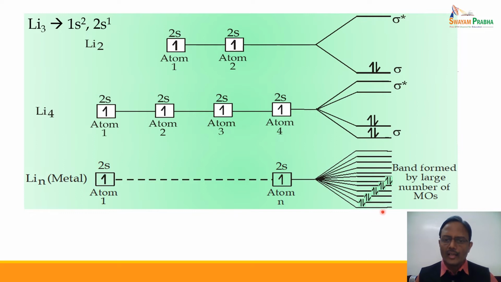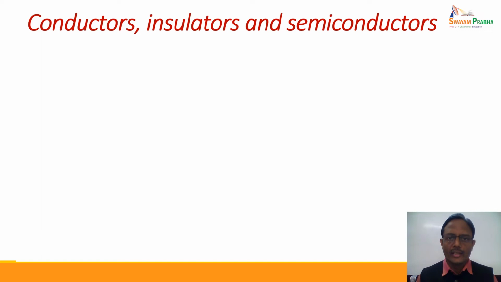And since there are a large number of molecular orbitals with very closely spaced energies, they lead to the formation of a band. This band is a continuous energy, and electrons are free to move anywhere in this band according to band theory or molecular orbital theory. Now this band theory is the best theory to explain the properties of conductors, insulators and semiconductors.